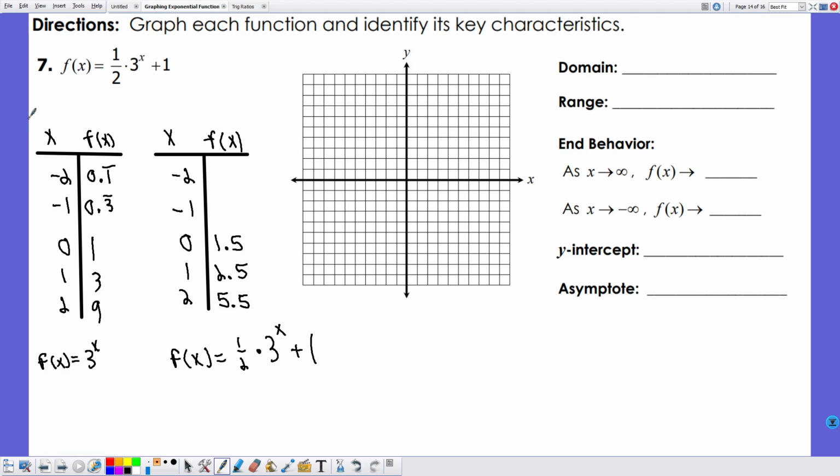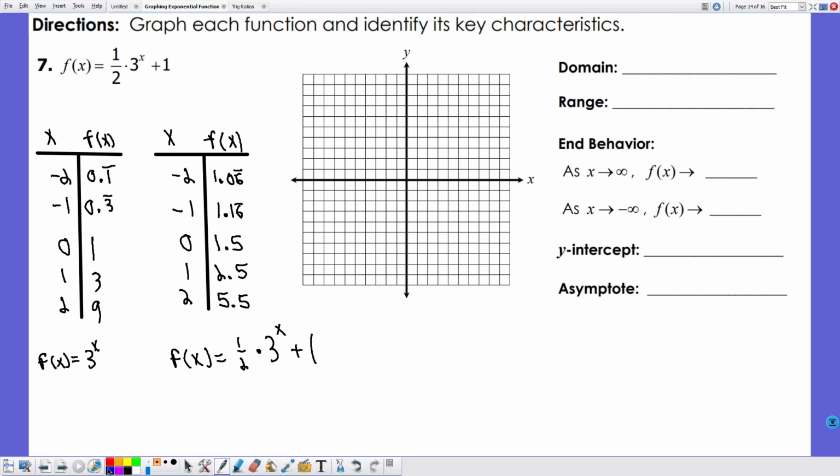And then here it's going to get a little annoying: half of 0.33333 repeating plus 1. You can use a calculator for that because it's a little annoying to try to do in your head. It's about 1.16 repeating. And -2 is 1.05 repeating.